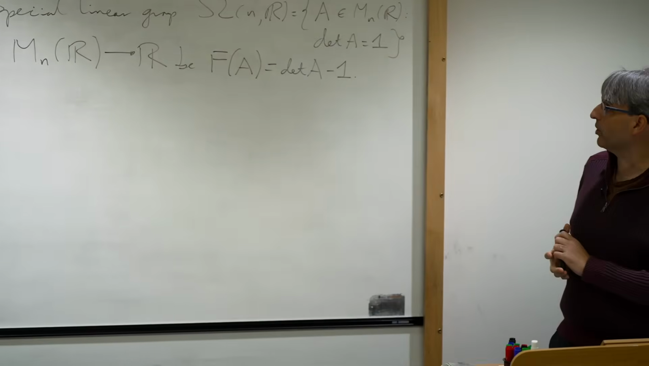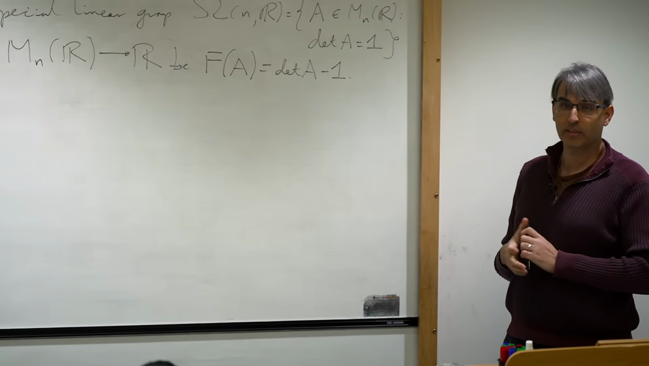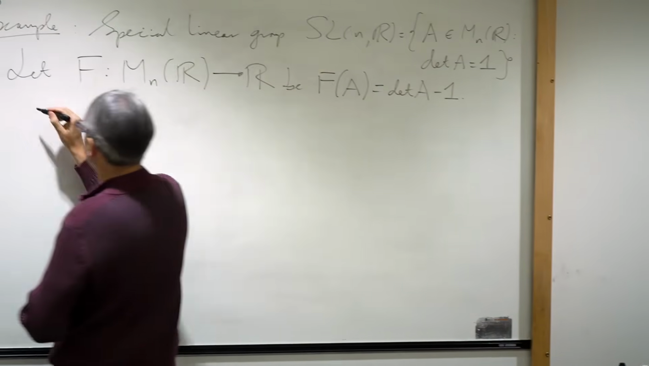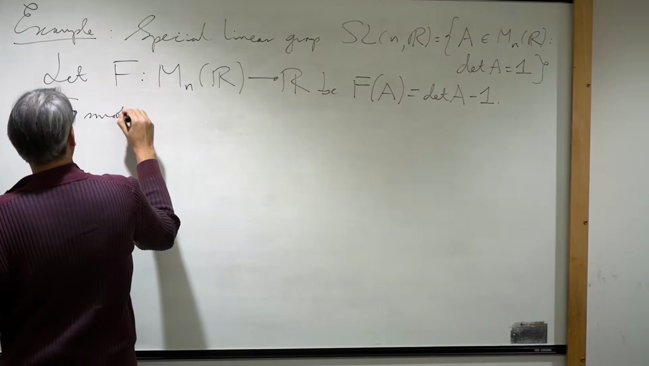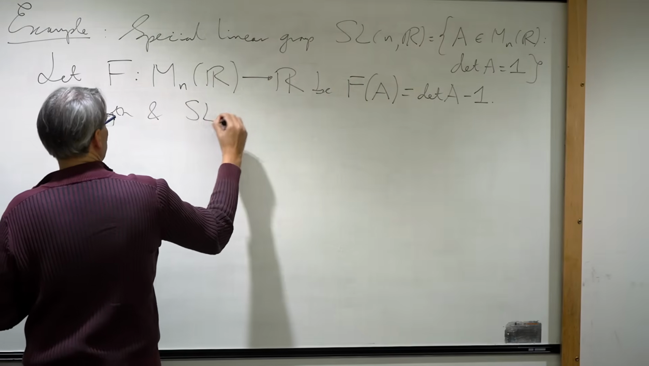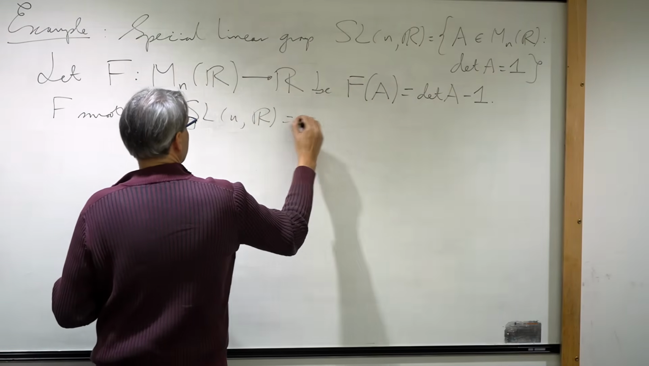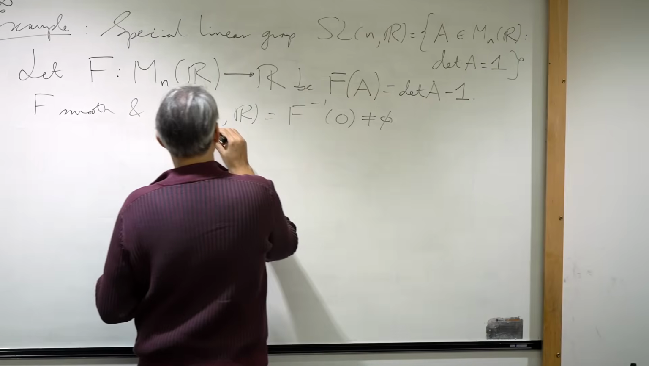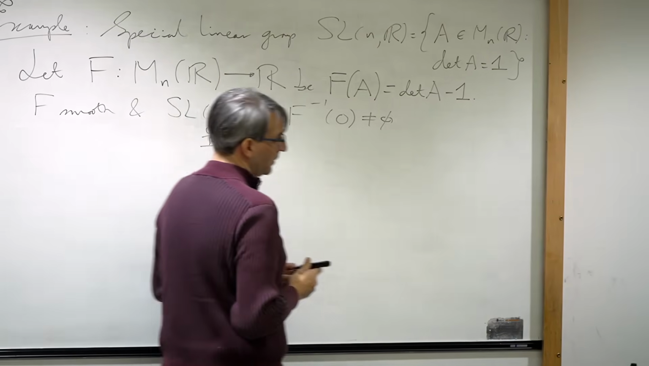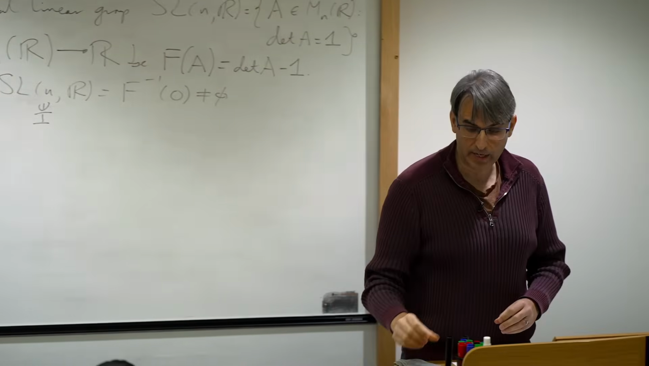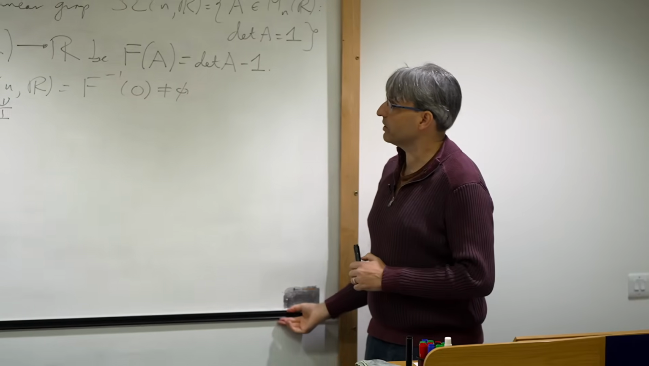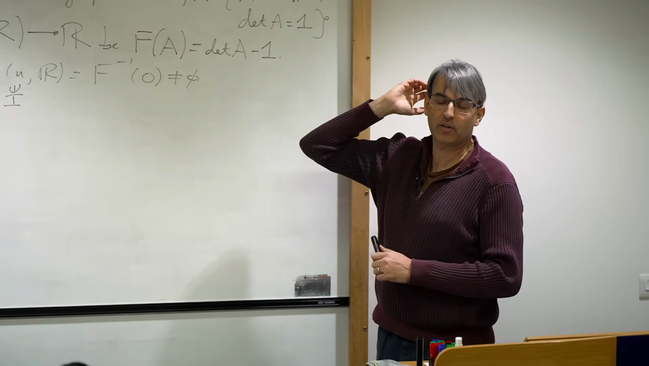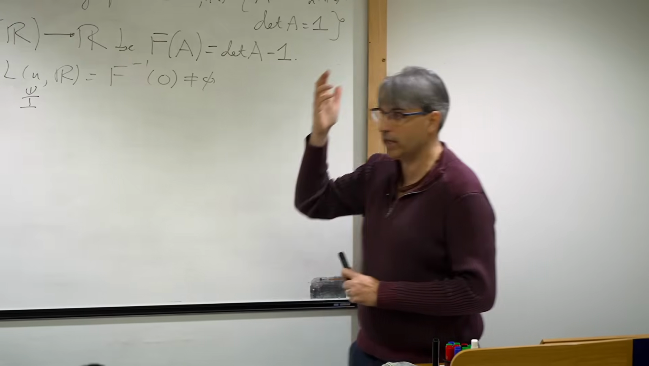The determinant is a polynomial, so that's a smooth map on the n by n real matrices. And the thing that I want to show is a manifold, SLNR, is the preimage of 0. This is non-empty because we know that the identity is in here. So we've checked that. Now what we have to check is the differential of this determinant function at points of the special linear group.